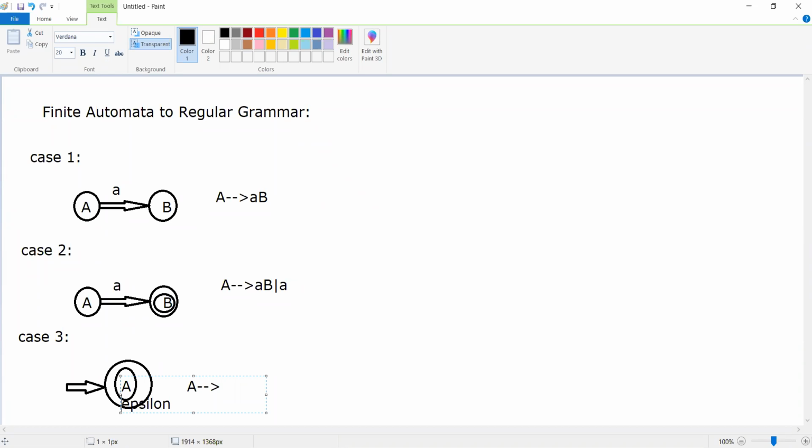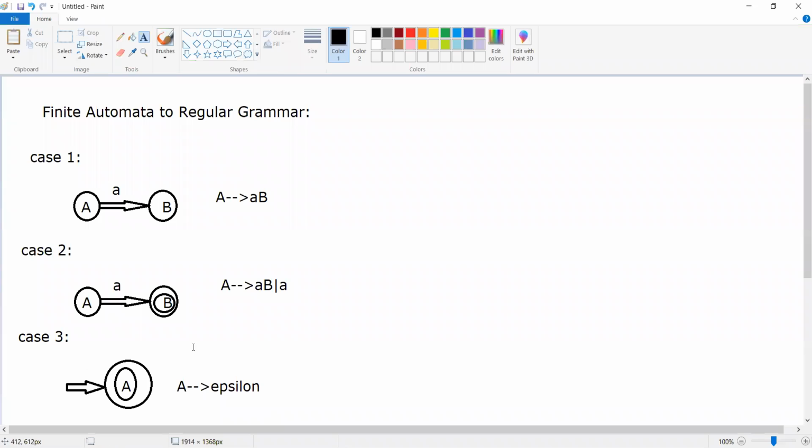So when you have a scenario like this, where your initial state itself is going to act like a final state, in such cases you will be having a transition like A derives epsilon. Now these are the three scenarios which need to be considered whenever we want to convert the given finite automata into the regular grammar. Now let us take one small example.